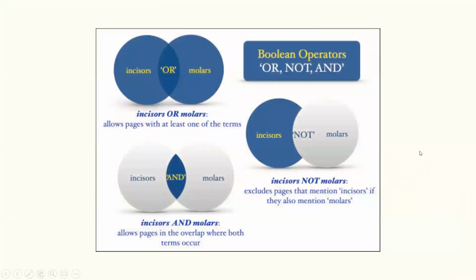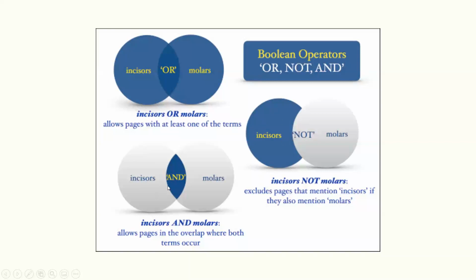Now, just to give you an idea, for example, if you are going to search on incisors and molars, this is your research question: incisors and molars. So you want to search around that concept. If you use OR as a Boolean operator, it will give you all the articles which contain the word incisors, as well as all the articles which contain the word molars. And it doesn't need to necessarily have both of these terms together.